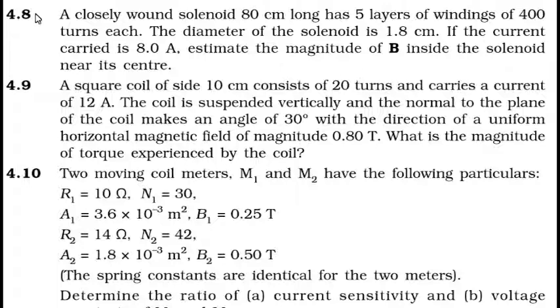Now let us solve problem number 4.8. A closed wound solenoid 80 centimeter long has 5 layers of windings of 400 turns each. The diameter of the solenoid is 1.8 centimeter. If the current carried is 8 ampere, estimate the magnitude of B inside the solenoid near its center. Let us see the solution.